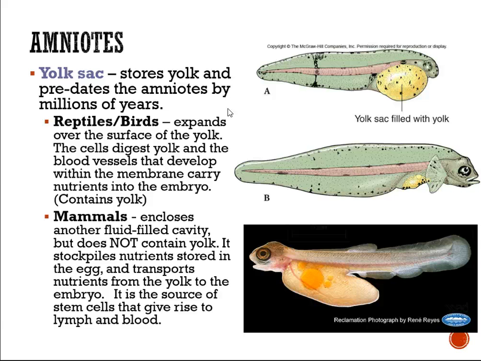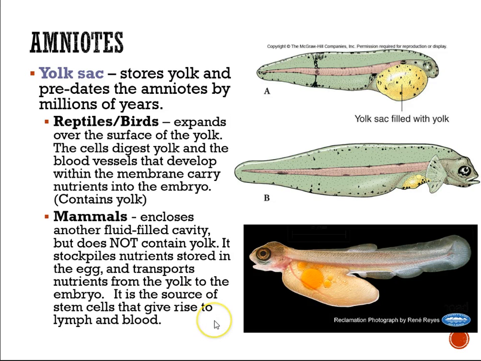Now, in mammals, the yolk sac doesn't contain yolk. It does stockpile the nutrients that were stored in the egg, and then it's going to transport those nutrients until the placenta forms. And once the placenta forms, it's going to take over providing nutrients, okay? And so there's no yolk. And actually, it says transports nutrients from the yolk. There isn't actually any yolk. It's just this stockpile of nutrients, so make sure you understand that.